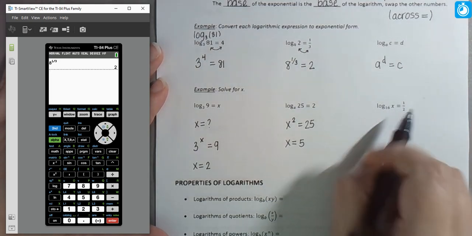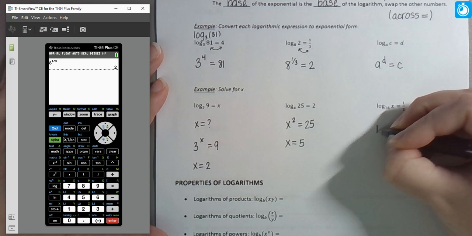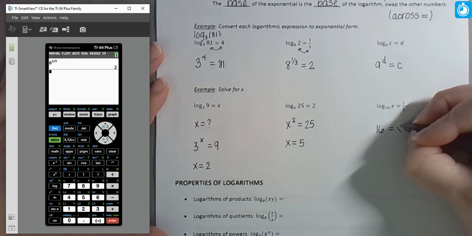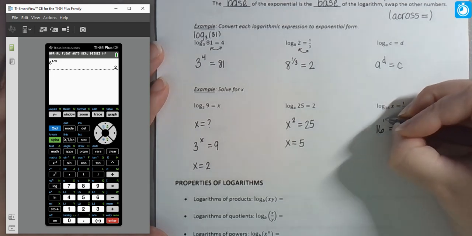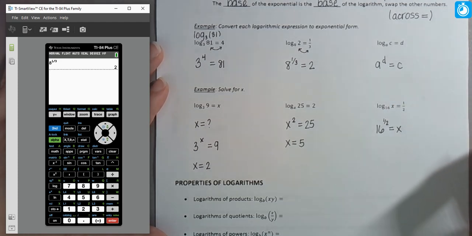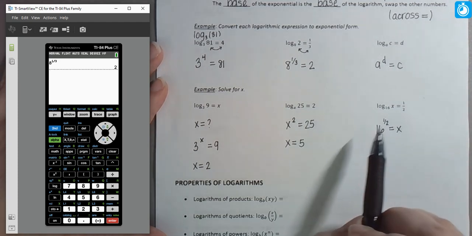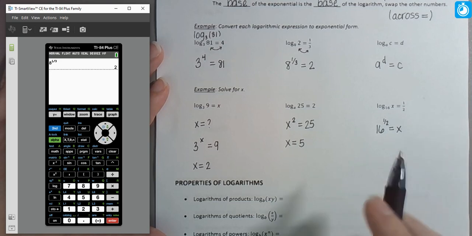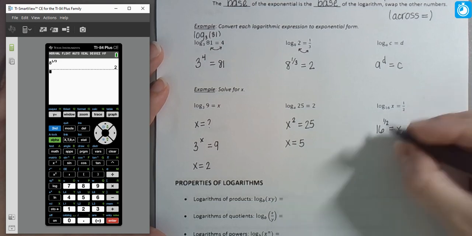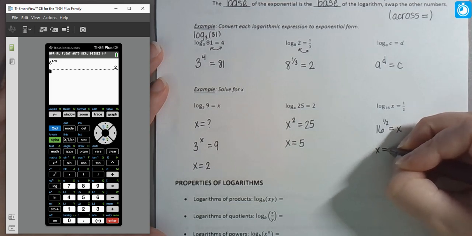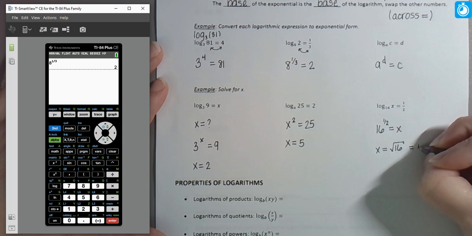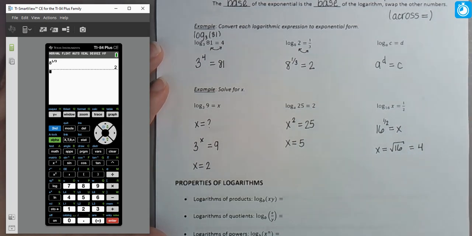So let's rewrite this in exponential form. So the base of the logarithm becomes the base of the exponential. The other two numbers switch places. So x moves over here, and 16 is the base, so 1/2 is the exponent. So 16 to the 1/2 power. Well, what does a 1/2 power mean? Well, remember, that's the same thing as a square root. So we're saying x is equal to the square root of 16, and we know the square root of 16 is going to be 4. So in that case, x is equal to 4.